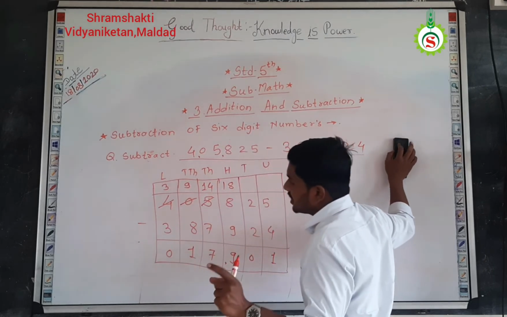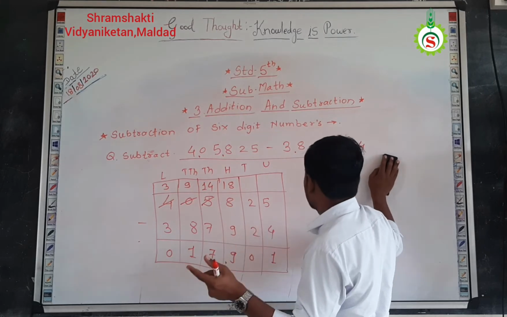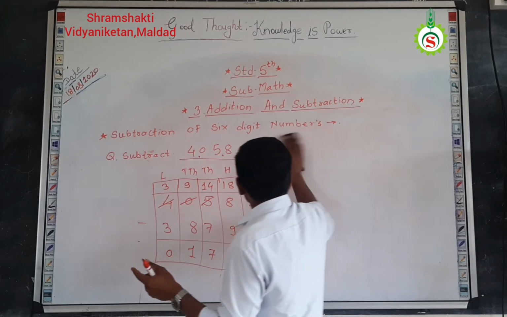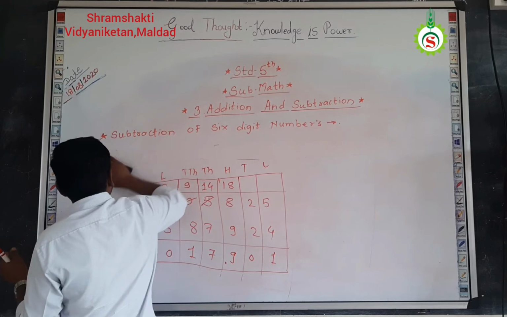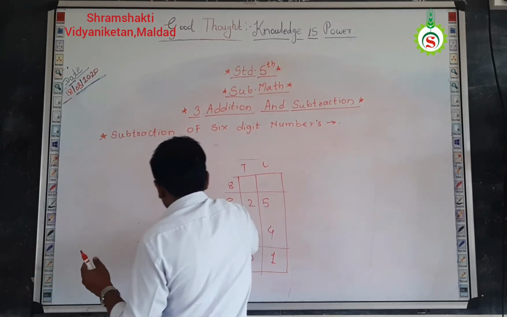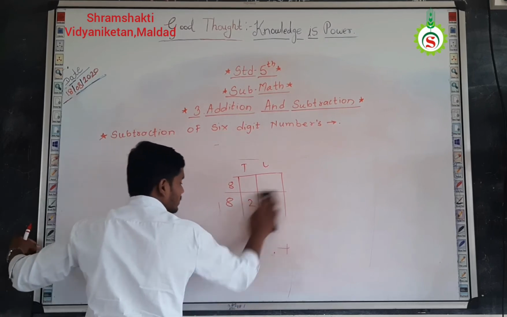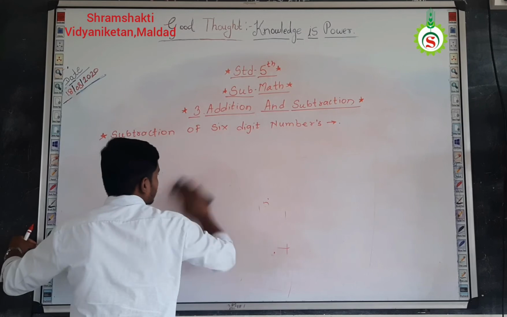So I think all of you understand. Like the 5-digit number, you can do the subtraction of a 6-digit number. That is the subtraction of the 6-digit. Now we will take one more example which contains subtraction of a 7-digit number.